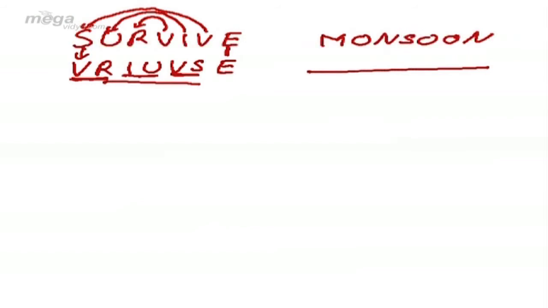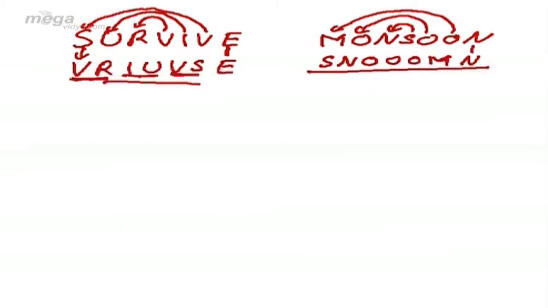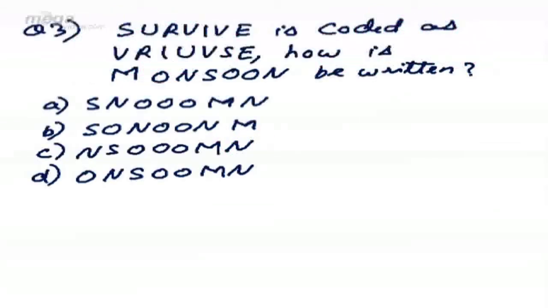Now the same formation we should apply on the word monsoon. The first two letters were the fourth and the third. The next two was fifth and the second. So fifth and the second is OO. The next two is sixth and the first, which is OM. And last letter remains the same, is N. Therefore the option is SNOOMN, which was given to us in A choice. Therefore A is the correct answer.